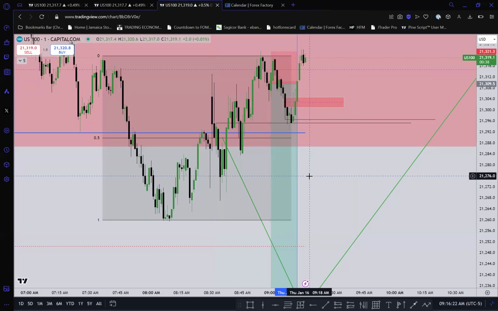Equity is open, likely going to be when things become a little bit easier to read. Just one of those long days at the office.